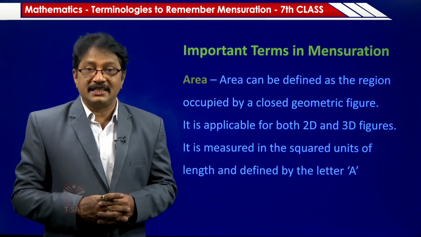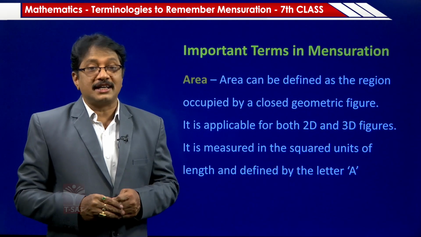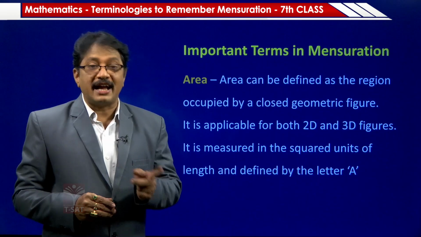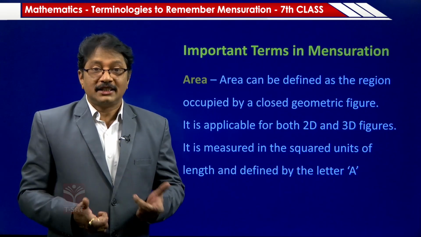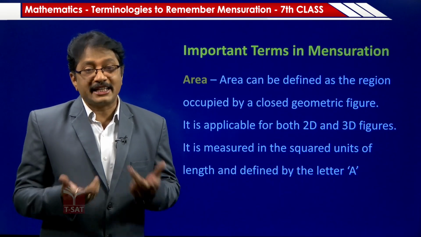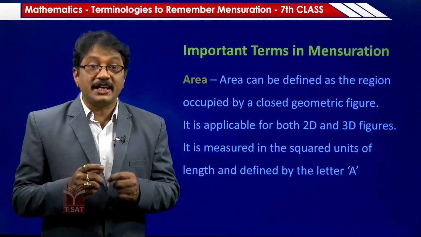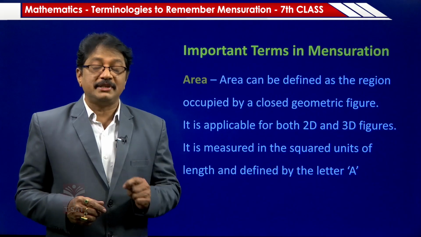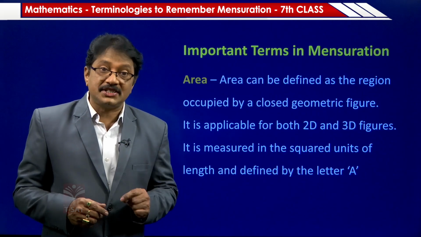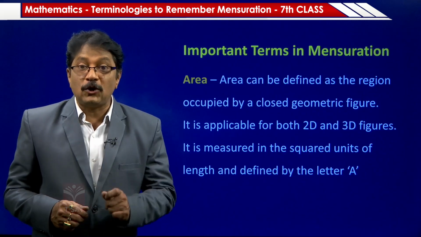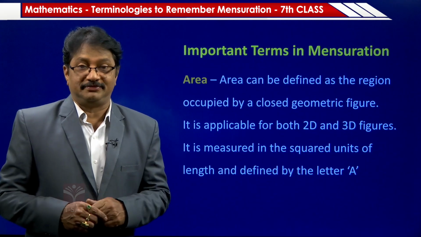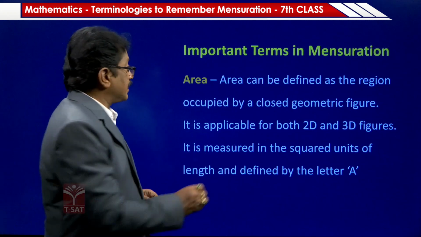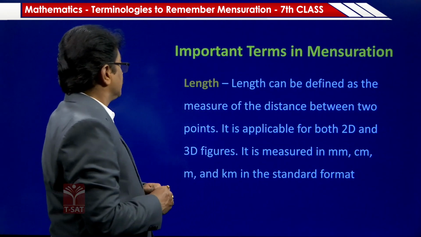It is measured in square units because we are using two dimensions, length and breadth. So the area will be expressed in terms of square units. This is very, very important. So what is area? Area can be defined as the region occupied by a closed geometric figure, and its units are square units. This is very important. Now come to the next.